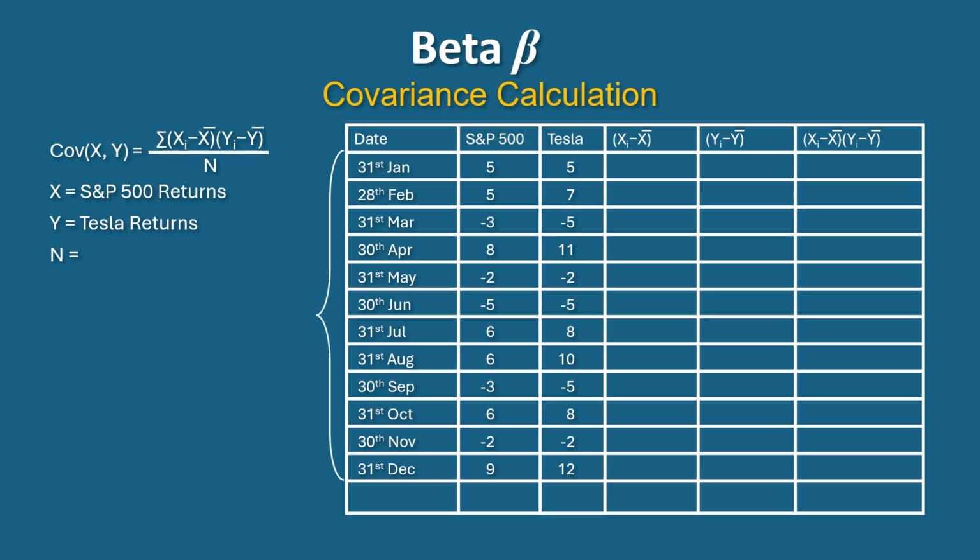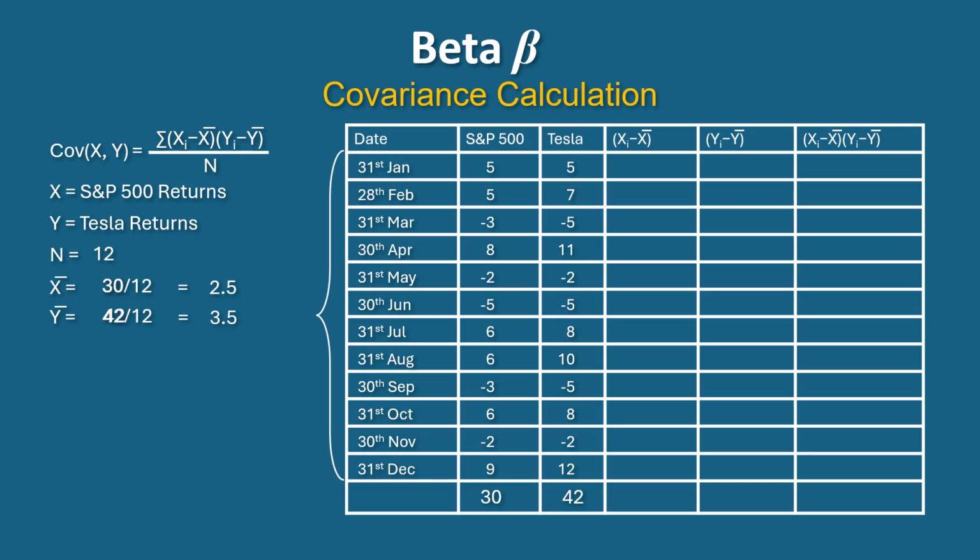N equals 12. First, calculate X bar, the average of S&P 500 returns. Sum of S&P 500 returns equals 30, so X bar equals 30 divided by 12, which equals 2.5. Next, calculate Y bar, the average of Tesla's returns. Sum of Tesla's returns equals 42, so Y bar equals 42 divided by 12, which equals 3.5.